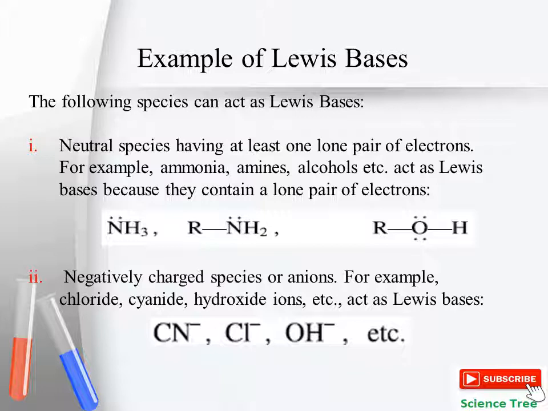So Lewis acids are those substances which are able to accept electrons, and Lewis bases are those substances which are able to donate electrons.